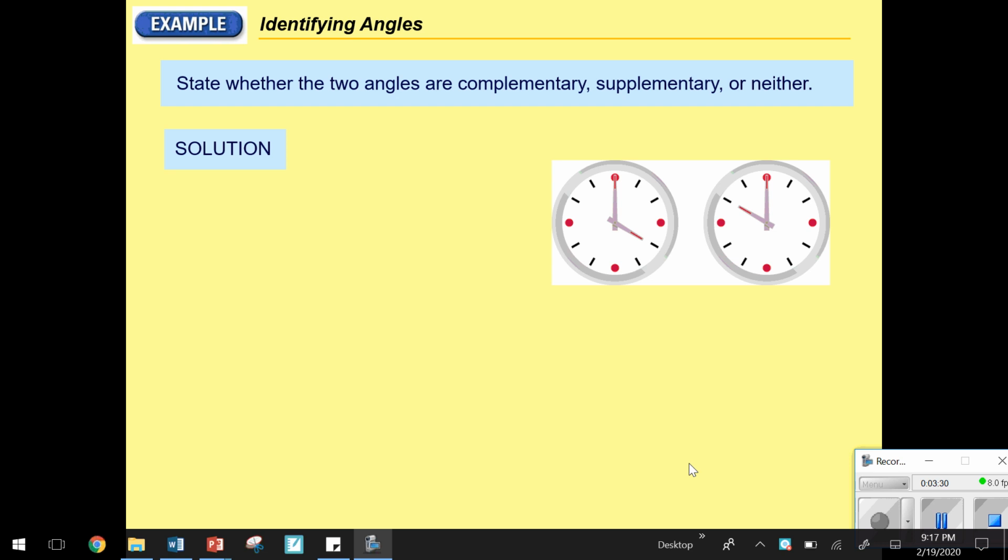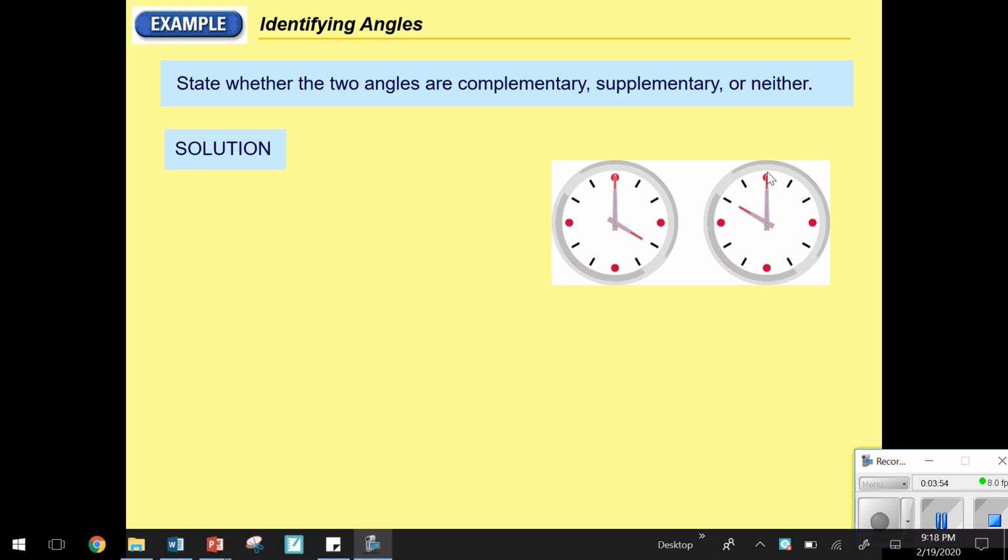Okay, on this example, we are identifying angles, and they say state whether the two angles are complementary, supplementary, or neither. So I kind of like this problem, but it makes me laugh because I know a lot of you guys don't actually use a non-digital clock anymore, but this is just an old-fashioned clock right here, and we have to figure out what is the angle measurement for this angle and what is the angle measurement for this one.